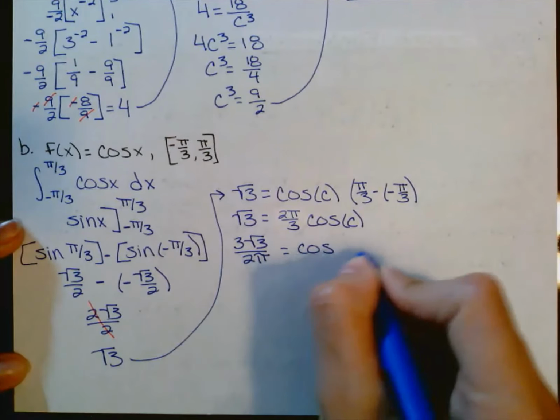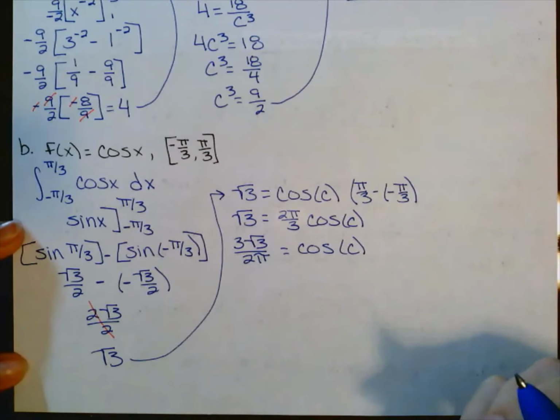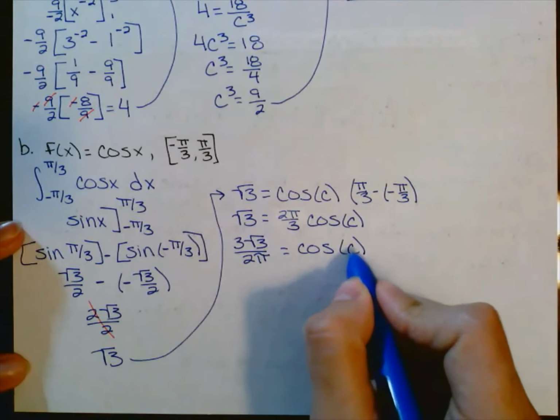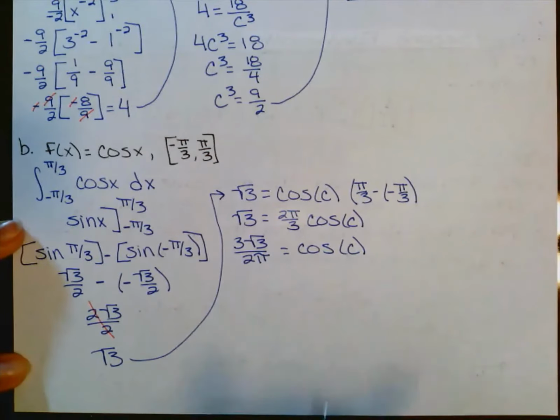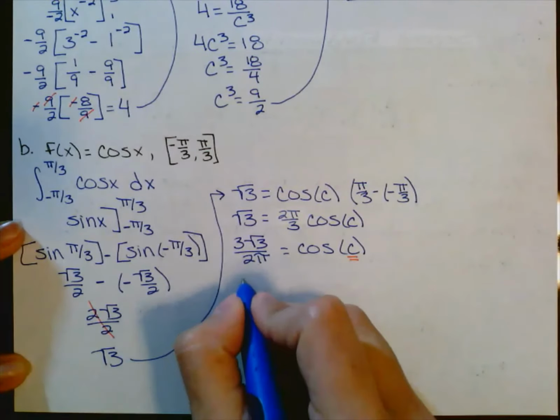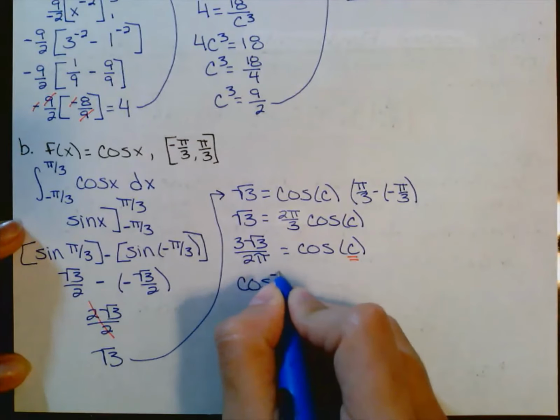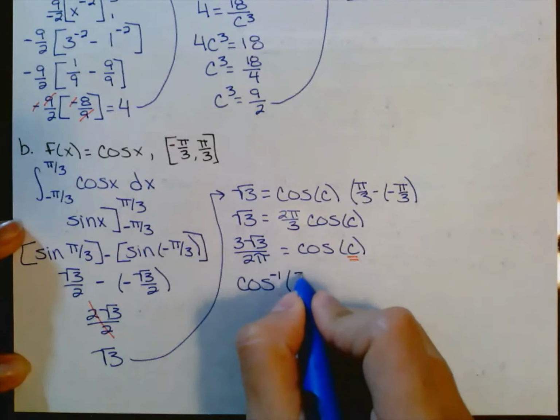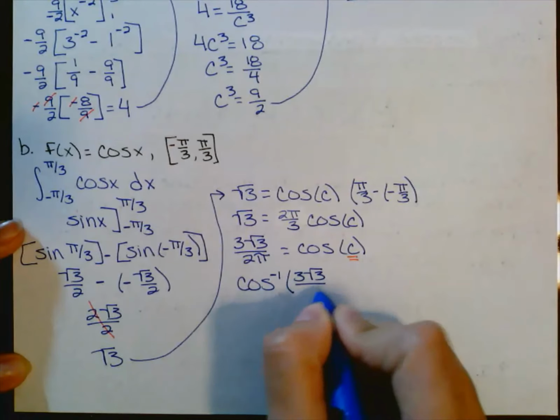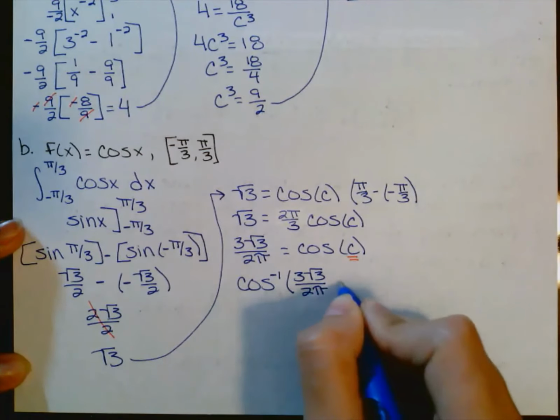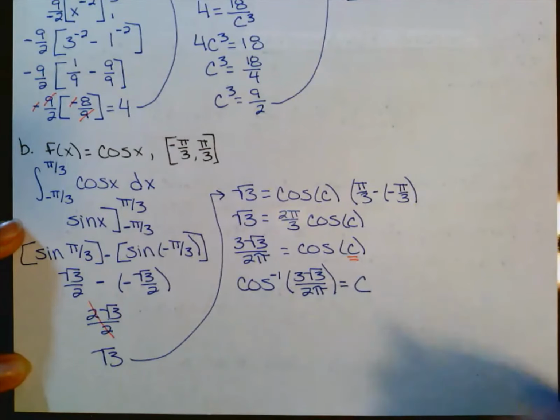equals cosine of c. And now the way I isolate my variable c is I do the inverse operation of cosine. So I'm doing inverse cosine of 3 radical 3 over 2 pi. And that is what c equals.